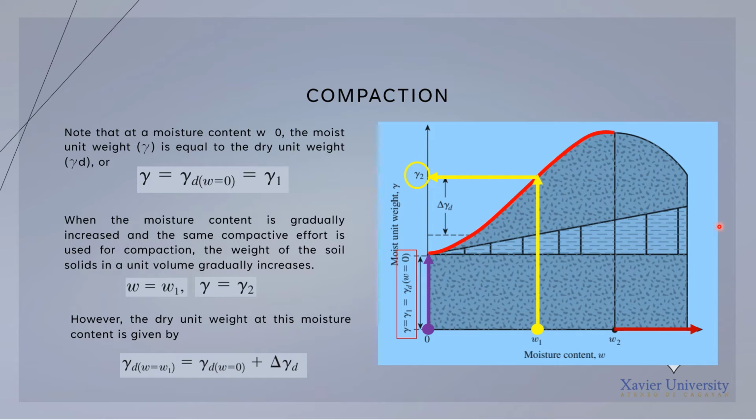But as we have observed also in the curve, although our unit weight increases as our moisture content increases, we can notice that after reaching moisture content 2, which is W2, which gives us the peak value, the highest value along this curve, which corresponds to the highest dry unit weight of this soil, any increase in the moisture content beyond this peak point causes our dry unit weight to decrease.